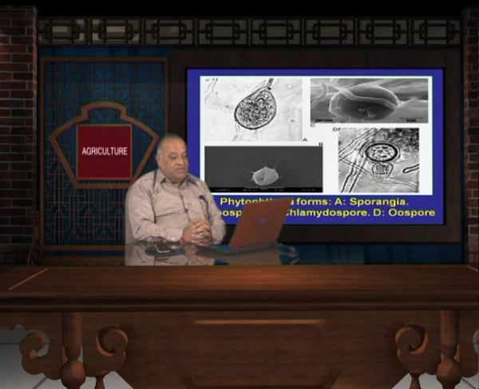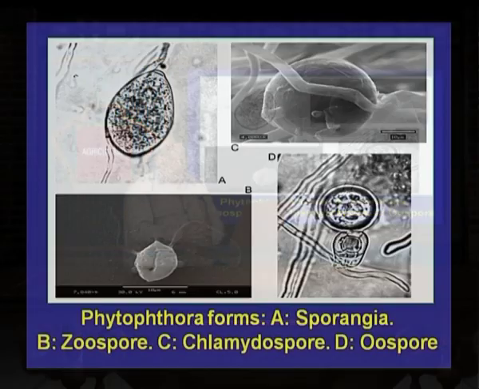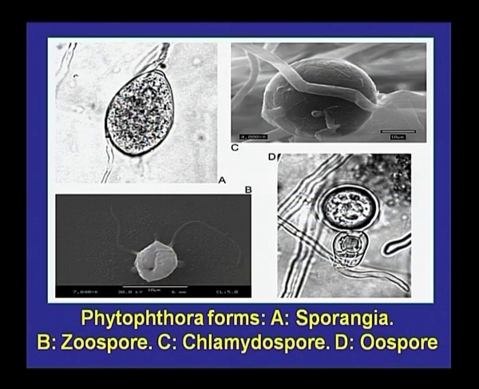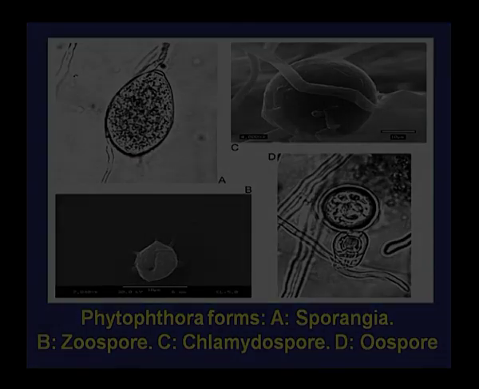These are the sporangia, the spores responsible for causing disease. Then the zoospores, here they are. This is the sporangia, this is the chlamydospore, and this is the matured oospore prepared for giving out the sporangiospores.